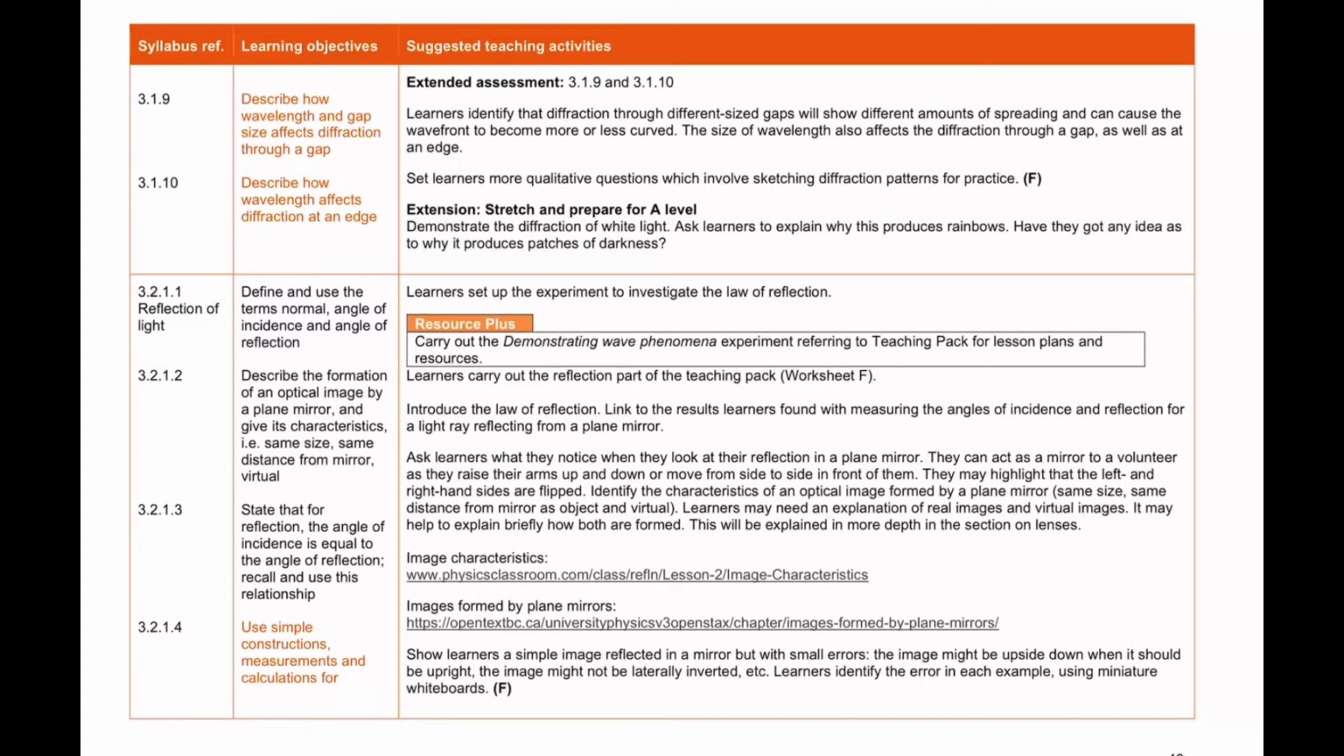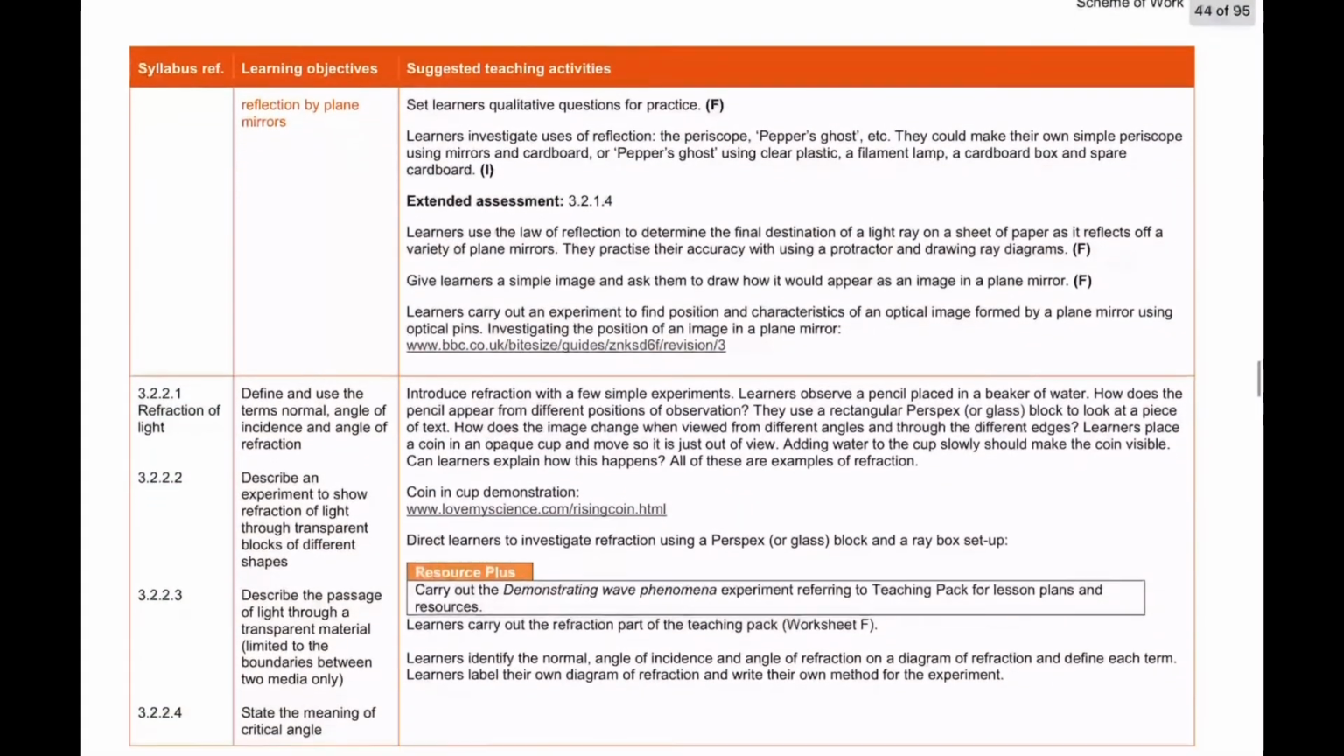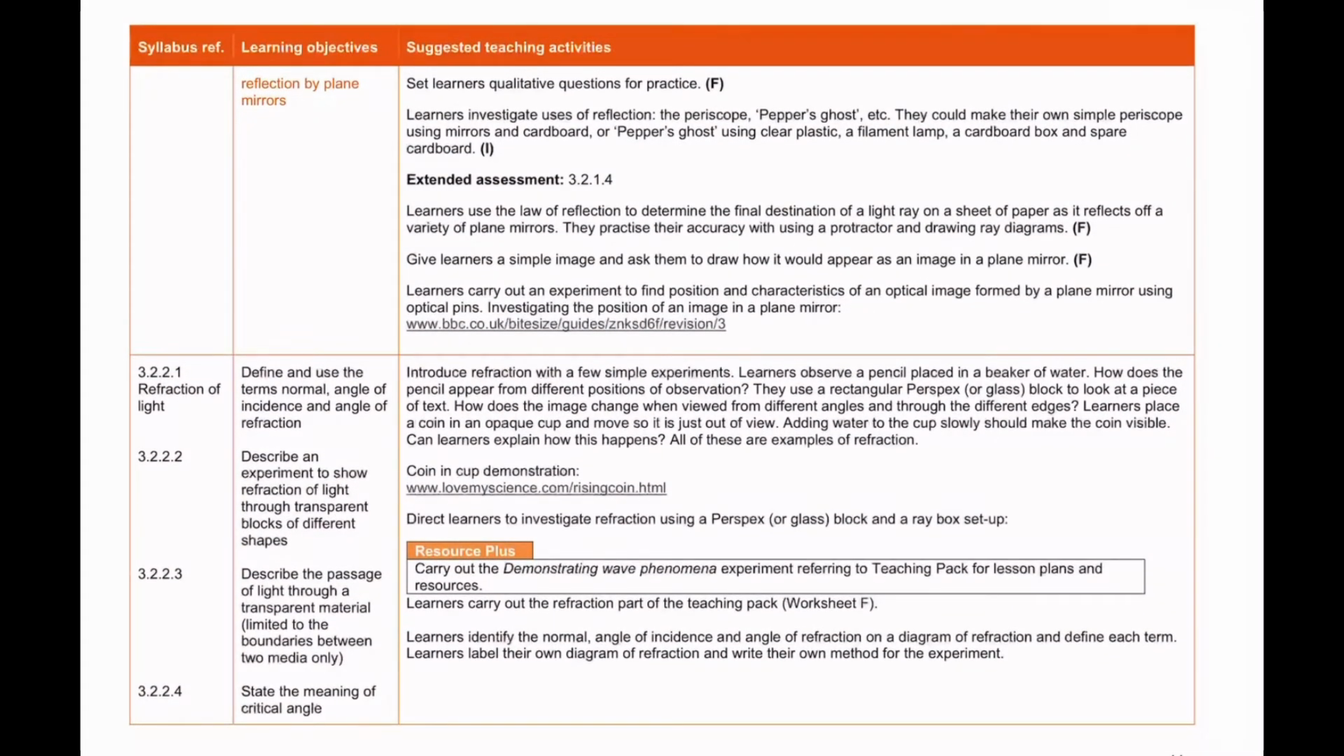Use simple constructions, measurements, and calculations for reflection by plane mirrors. Key concept 3.2.2.1: Refraction of light.